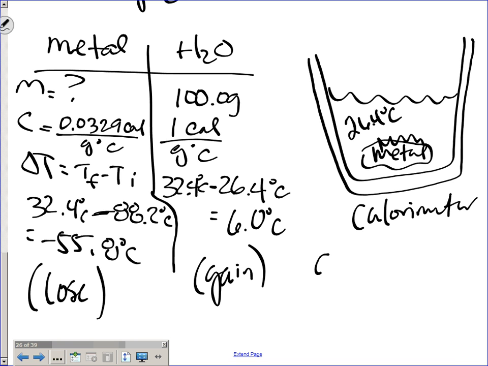So when we set this up, the energy of the metal, Q metal, is going to be equal to the Q of the water. The value is exactly the same. It's just one is losing and one is gaining. So the metal is going to lose energy, so we put a negative sign here. The water is going to gain energy, so we put a positive sign here. Now that's going to allow us to appropriately plug our variables in.